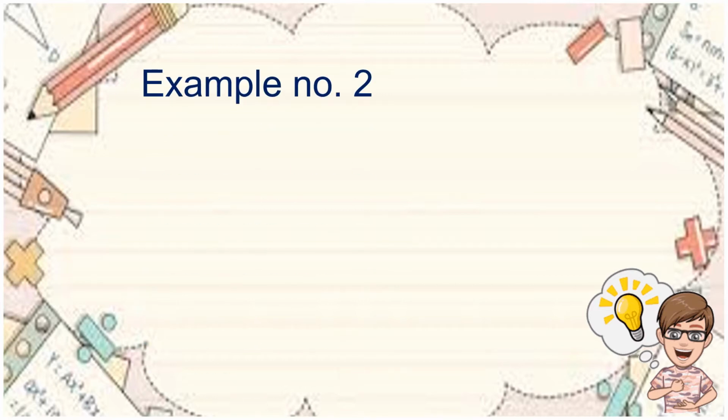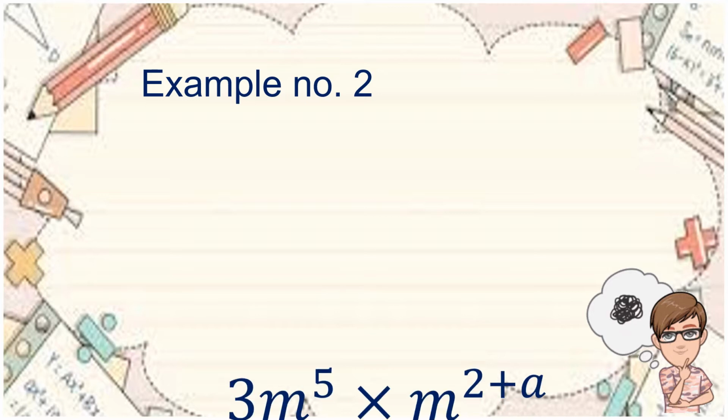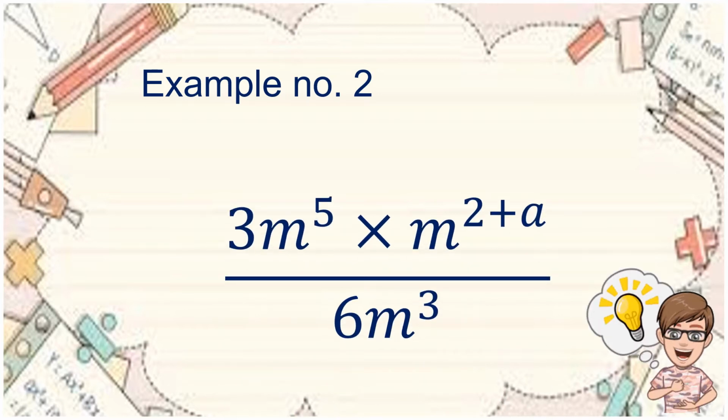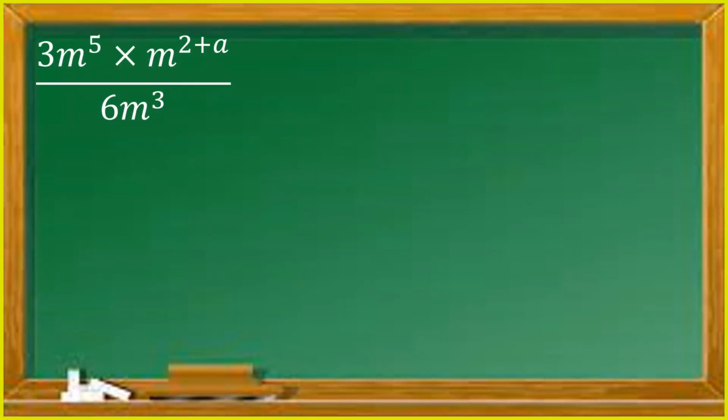Now let us have example number 2. Let us read all together the given. 3m to the power of 5 times m to the power of 2 plus a over 6m to the power of 3. Let us have the solution for this one.